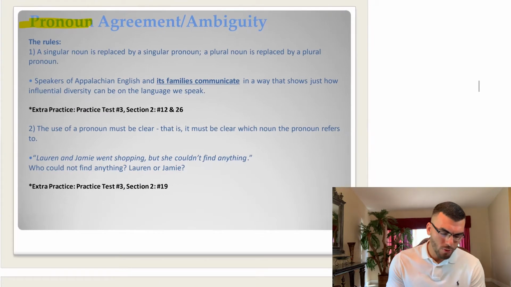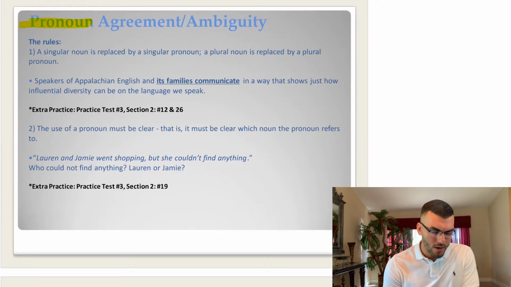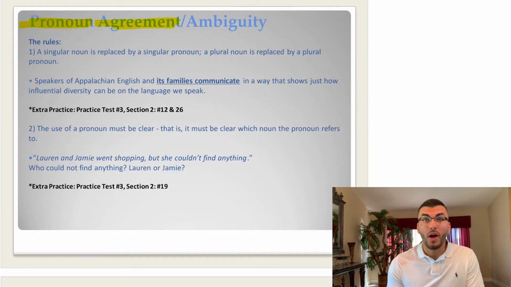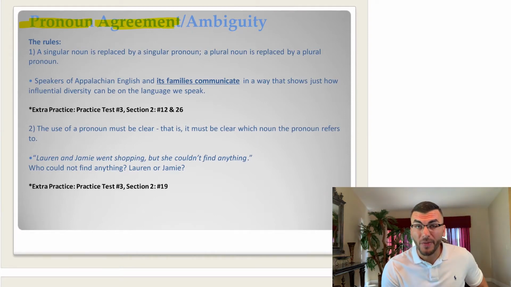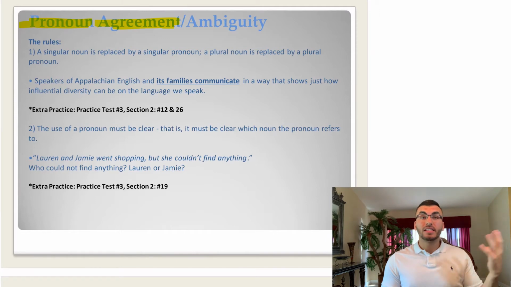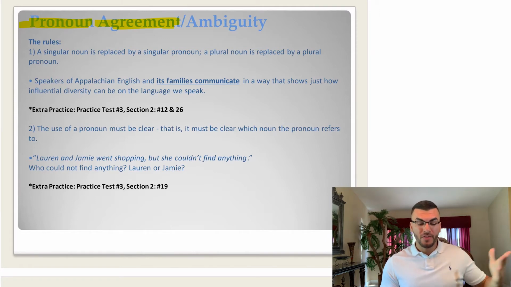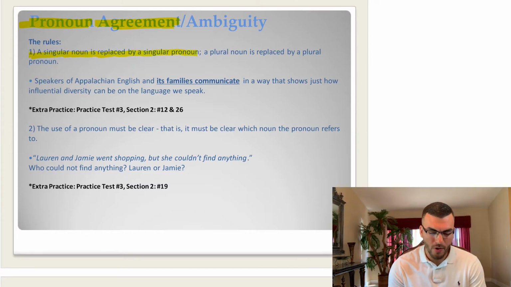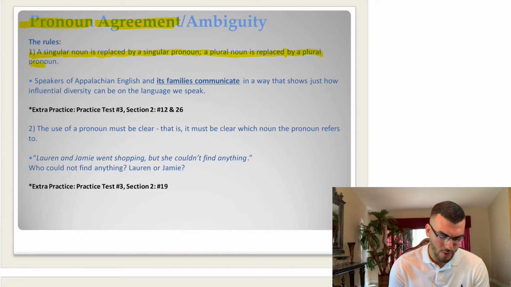So what does the grammar rule say about pronouns? Well, we have pronoun agreement. Where have we heard agreement before? What grammar rule have we heard agreement? Subject-verb agreement. Singular, singular, plural, plural. The same thing is with this one. A singular noun is replaced by a singular pronoun. A plural noun is replaced by what? You guessed it, a plural pronoun.